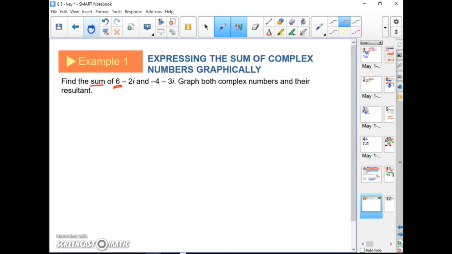We're going to add the x parts. 6 plus negative 4 is 2. Add the y parts. Negative 2i minus 3i is negative 5i. So there's your sum of those two complex numbers, or your sum of those two vectors, your resultant. Now we need to graph both complex numbers and the result. So if you look, the numbers go up to 6. I'm going to need to draw an xy coordinate plane, but I only need to go up to 6.